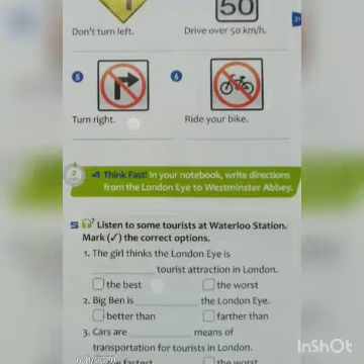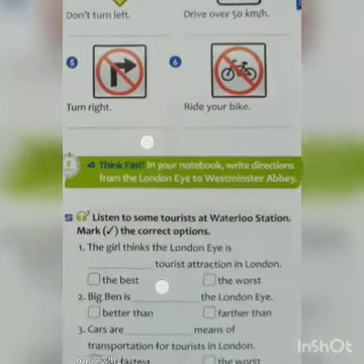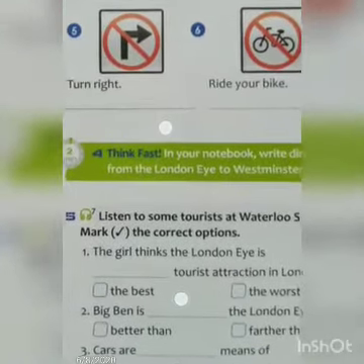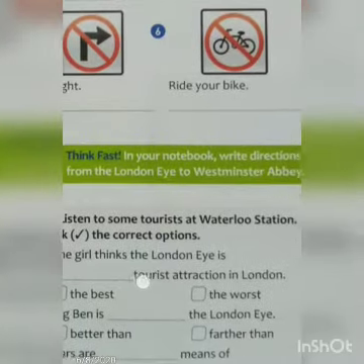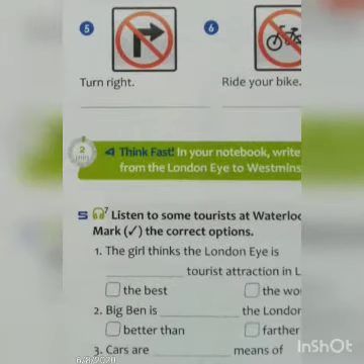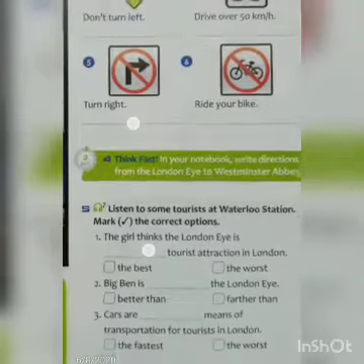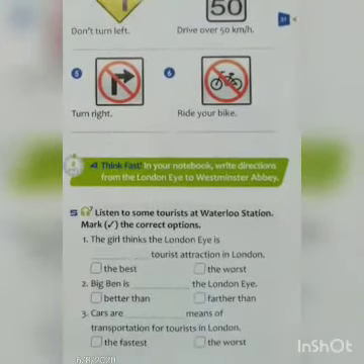After that, in number 5, finally we have: 5. Listen to some tourists in Waterloo Station. Mark the correct options. What are you going to do? We have to use your CD. You have your CD. On track 7, you have to listen and complete 1, 2, and 3.